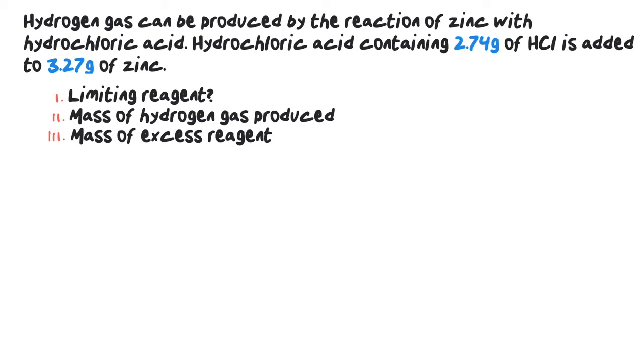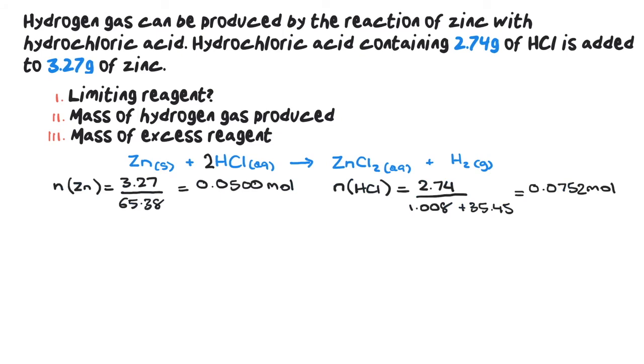So first things first. Let's work out the balanced chemical equation to work out the stoichiometric ratio. Now we can't work in masses, so we must convert both reactants into moles. So here's a shortcut. Because the ratio is 1 mole of zinc to 2 moles of hydrochloric acid, it's pretty obvious that we definitely do not have enough hydrochloric acid to react with the 0.05 moles of zinc. Therefore, hydrochloric acid is our limiting reagent.